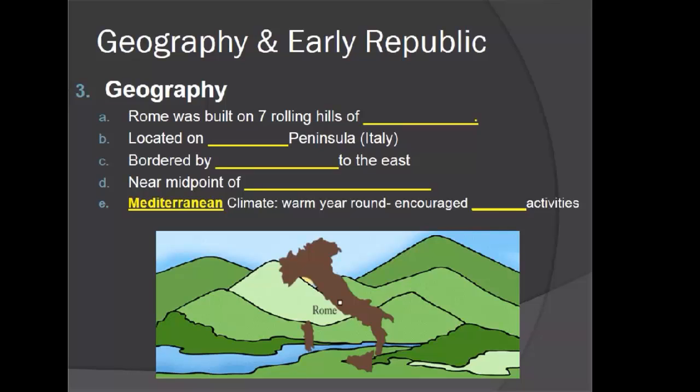Rome is located on the Italian peninsula, which is present-day Italy, bordered by the Adriatic Sea to the east, and is near the midpoint of the Mediterranean Sea. The Mediterranean climate is warm year-round, which encouraged outdoor activity. The main thing to know about the geography of Rome is that because it is near the center of the Mediterranean Sea, it is a great place for trade. It's the shortest distance, or the most central place for everybody to meet to do trade, which makes it a great location for the exchange of goods and ideas.